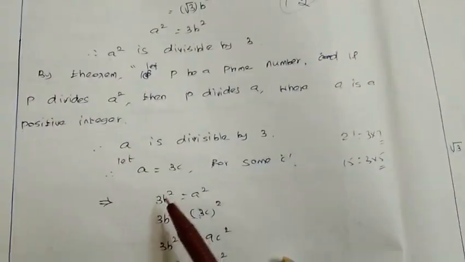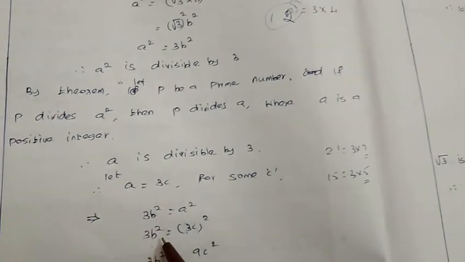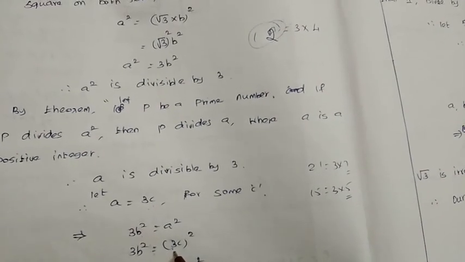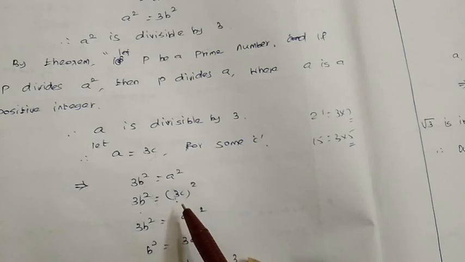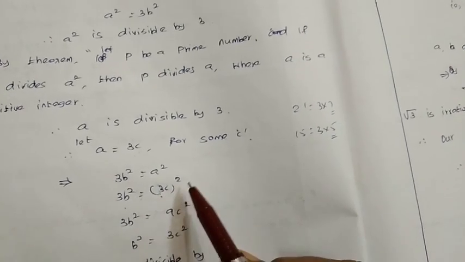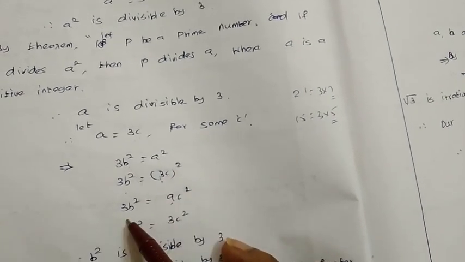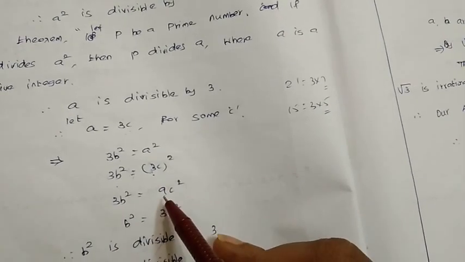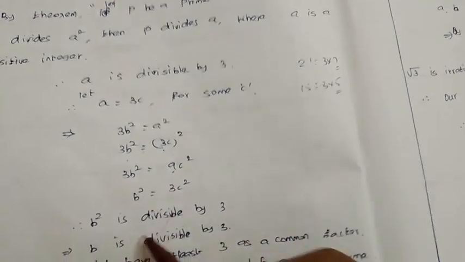That is a squared equals 3b squared. So 3b squared equals, substituting a equals 3c, 3 squared c squared. 3 squared is 9. So we divide by 3, and b squared equals 3c squared. Now b squared is divisible by 3. By the theorem we can write that b is divisible by 3.